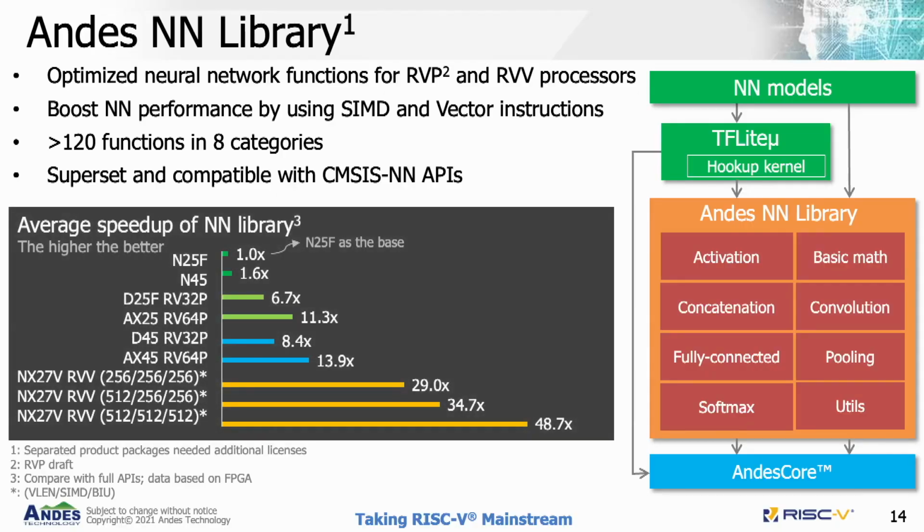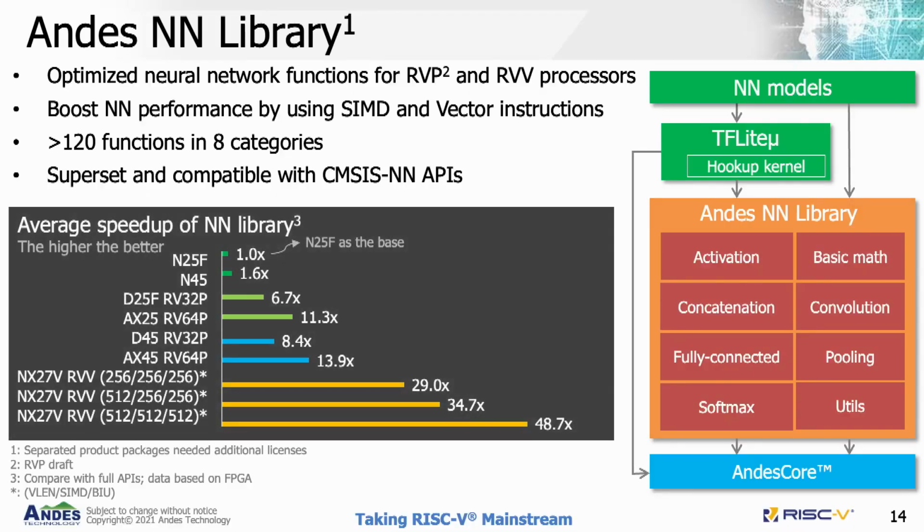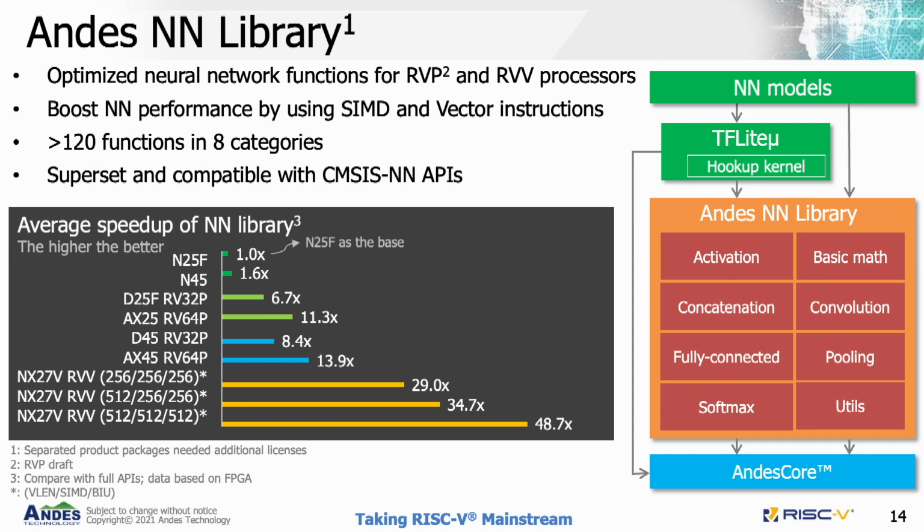Let's talk about the NN library. The NN library provides optimized neural network functions for RVP and RVV processors. We can get the boost from the SIMD and the vector instructions, and it's a superset and compatible with CMSIS NN APIs. And we can get the accelerations with the RV32P processors from 6.7x to 8.4x speedups, and for the RV64P processor from 11.3 to 13.9x speed up. And for vector processors, we can get the speed up from 29 to 48.7x based on different configurations of the vector. The NN library supports 8 different categories.